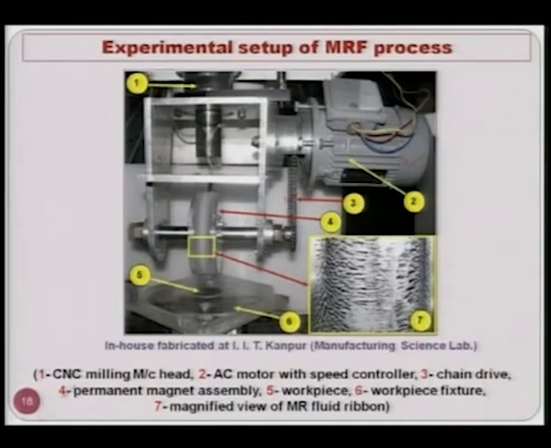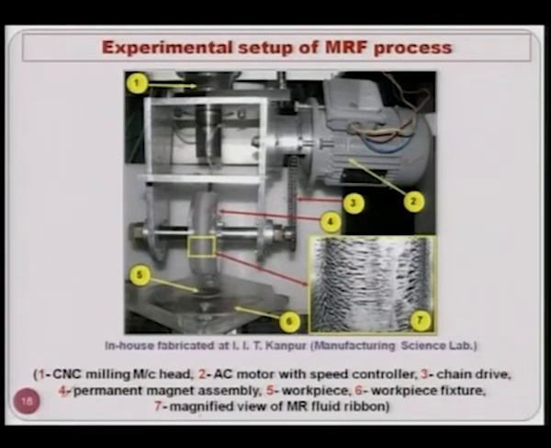4 is the permanent magnet assembly, and here is the permanent magnet assembly over which you can also see the ribbon of the MR fluid. 5 is the workpiece, 6 is the fixture, and 7 is the magnified view of the MR fluid ribbon.